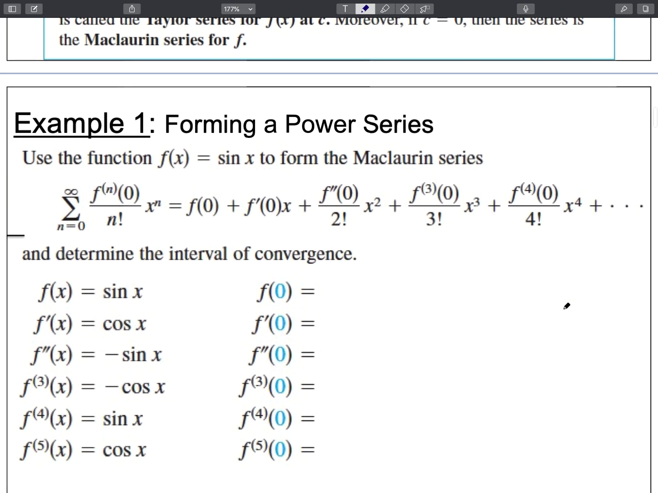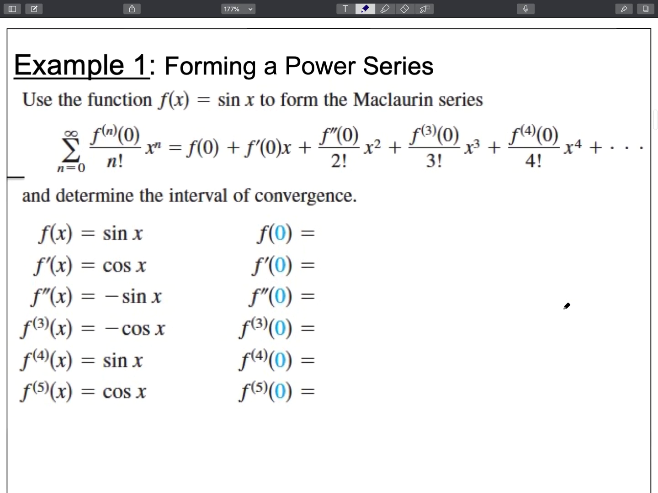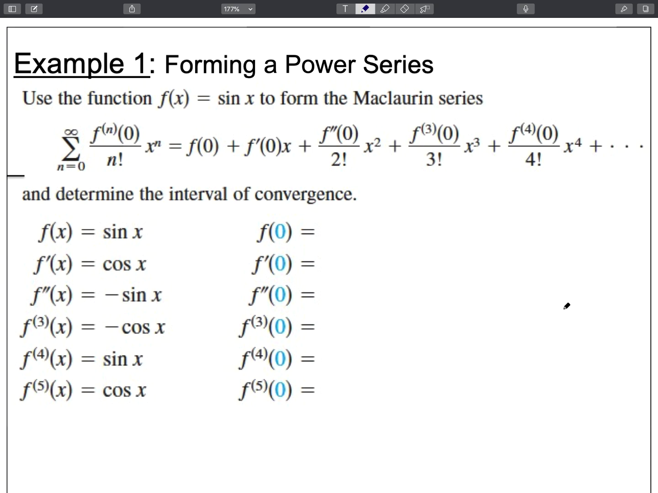So how about example number 1? It says forming a power series. It gives us the classical two columns, and it asks, can we use the function sine of x to form a Maclaurin series? Because it says Maclaurin series, we're under the assumption that the center is going to be 0. So in the second column, we can see that they're going to evaluate the function and all its derivatives at 0. At least it's less tedious that everything's listed out for us.